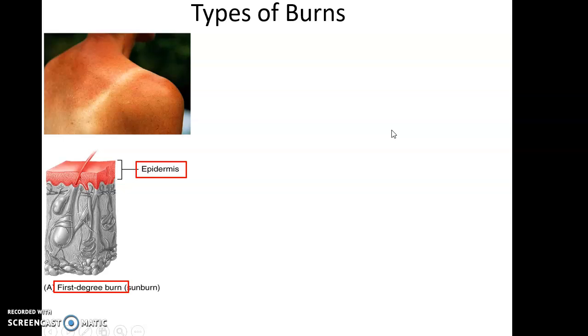Burns. Sometimes we get burned. First-degree burns mean we damage the epidermis and only the epidermis. Sunburn is this kind of burn. Touching something hot briefly can lead to a first-degree burn. It's sore, it's reddish in color, and it's often a little warmer.